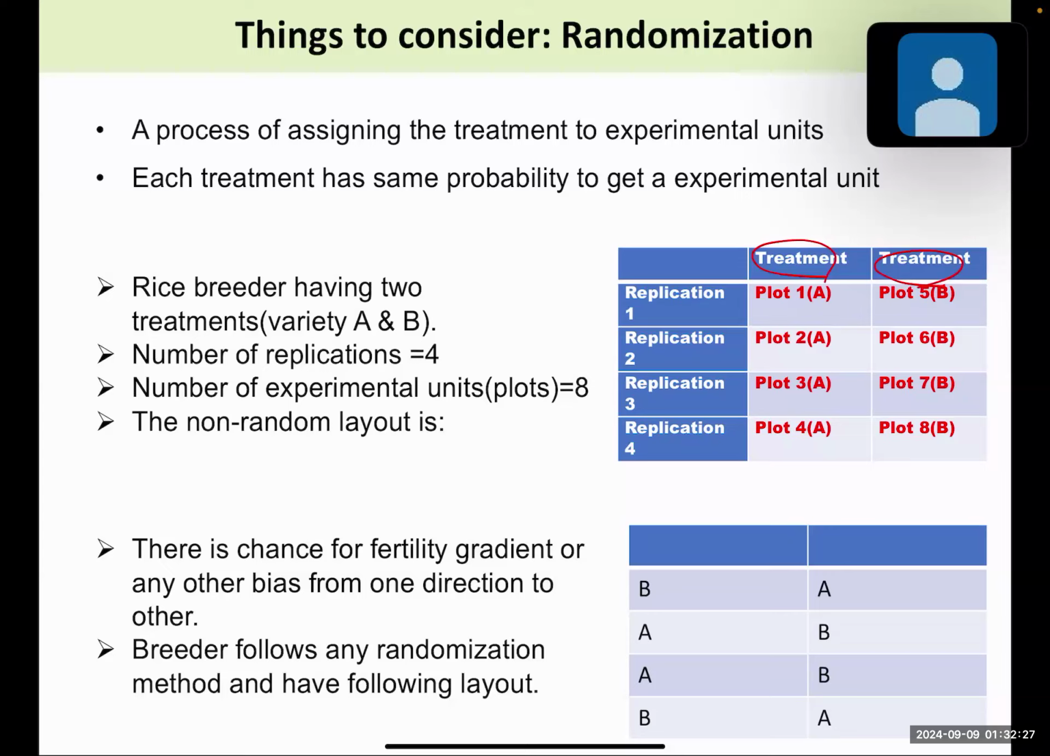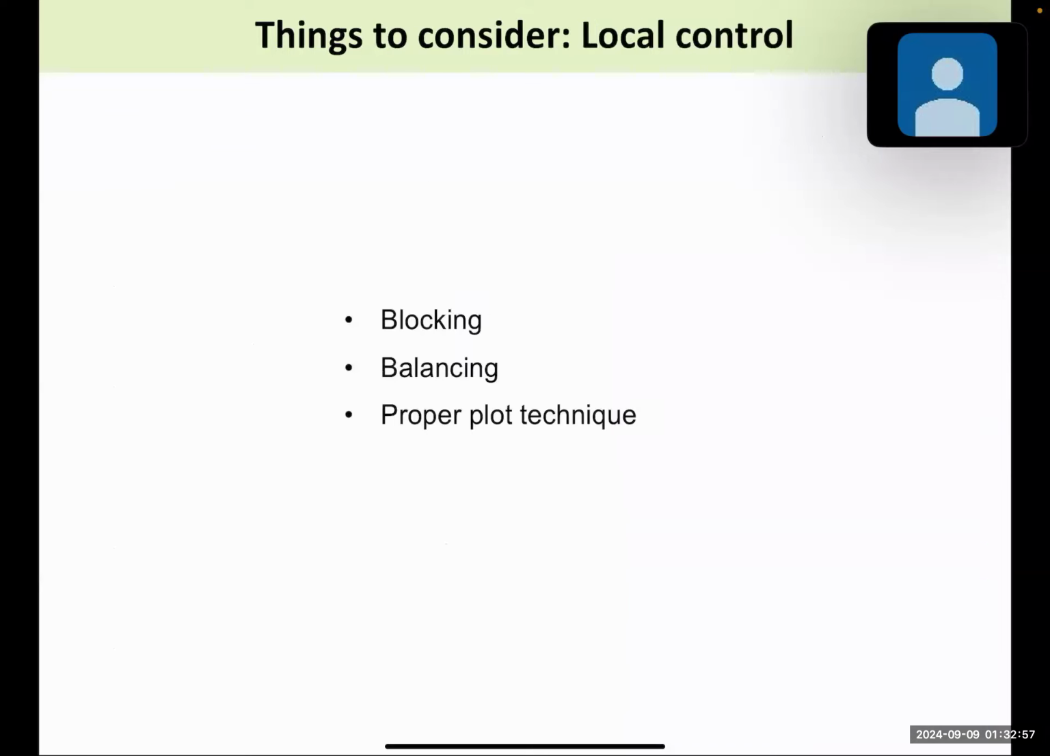A non-random layout will be testing A first and then testing B. A first, B, A first, B, A first, B. But there is a chance, for example, of a fertility gradient or other bias from one direction to another. So randomization can help obtain more accurate data. For example, in the first experiment, you test B first, then A. And then in the next experiment, you test A first and then B, right? So this is randomization.